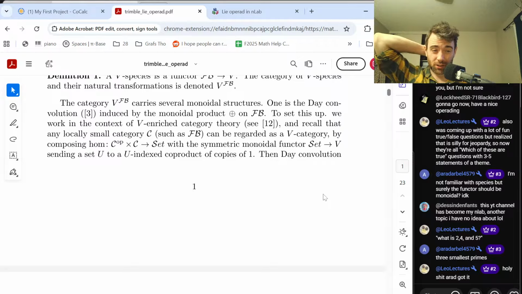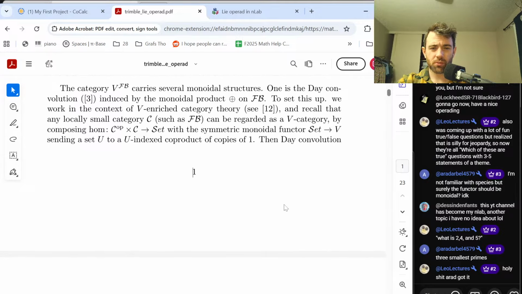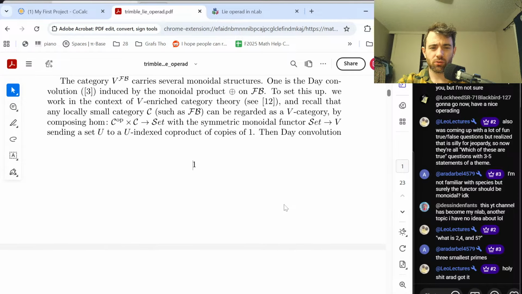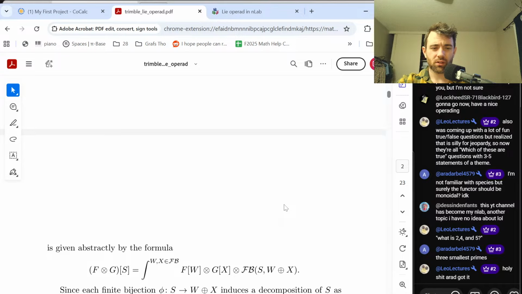To set this up, we work in the context of a V-enriched category theory. And recall, any locally small category can be regarded as a V category. By composing Hom with the symmetric monoidal functor, sending a set U to its index product.